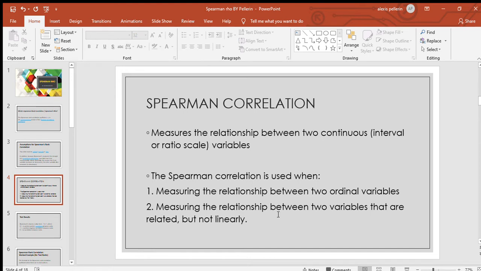So it measures the relationship between two continuous interval or ratio scale variables. The Spearman correlation is used when measuring the relationship between two ordinal variables, and when measuring the relationship between two variables that are related but not linearly.